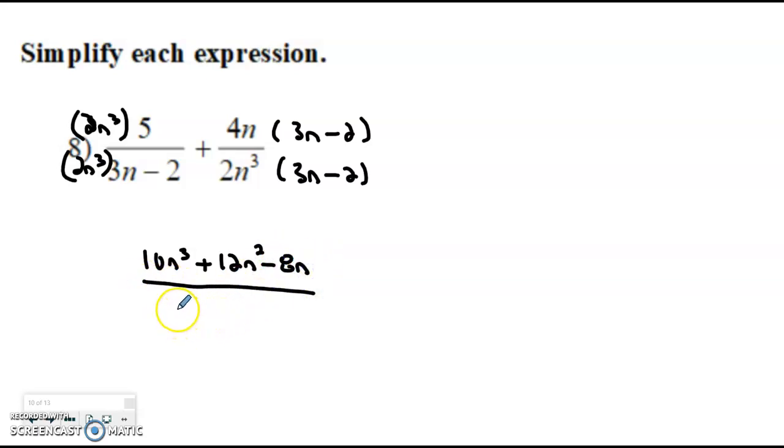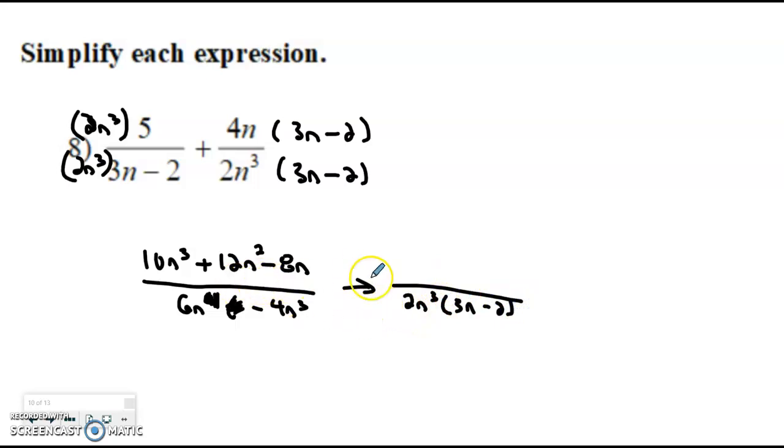And then on the denominator, I am going to end up with 6n cubed, or 6n to the 4th, sorry, and then 6n to the 4th minus 4n cubed. So if I just factor out the denominator right now, I got 2n cubed times 3n minus 2. And then on the top, what is the greatest common factor that goes into all those? I got a 2n that goes into all those. So I have 5n squared plus 6n minus 4.